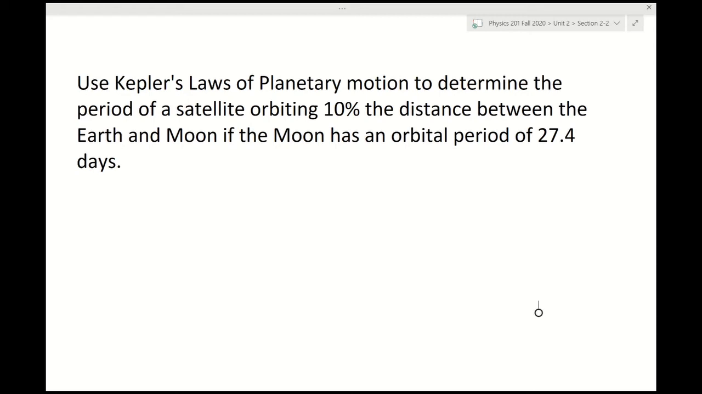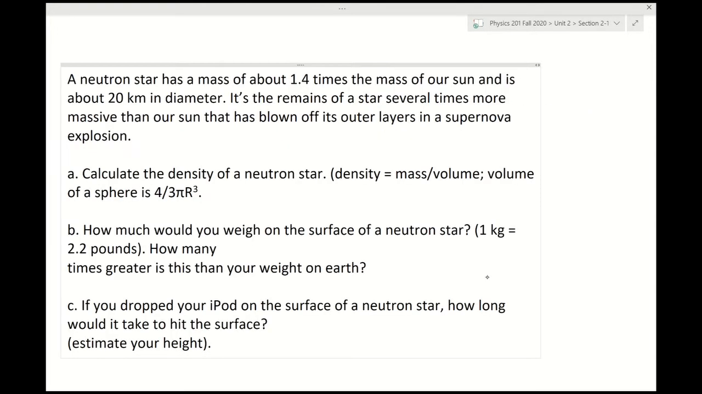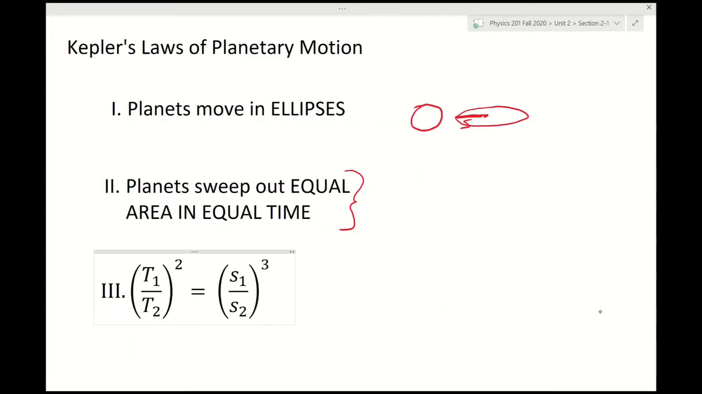Using Kepler's laws of planetary motion, determine the period of a satellite orbiting 10% the distance between the Earth and the Moon if the Moon's orbital period is 27.4 days. Well, if we look back to the last section, we can see from Kepler's laws of motion that the square of the ratio of the times, the periods, is equal to the cube of the ratio of the orbital distances.